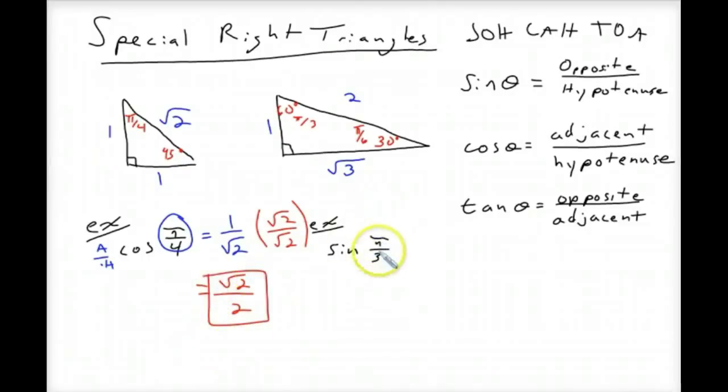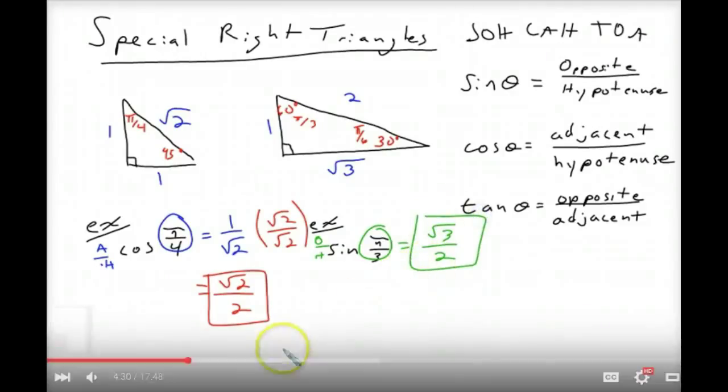Okay, looking at our next example, sine of pi over 3. This says go to pi over 3, and then do sine. Sine is opposite over hypotenuse. So from pi over 3, the opposite side is square root 3 over 2. So square root 3 over 2, and there would be my answer. There's no simplifying to do there.